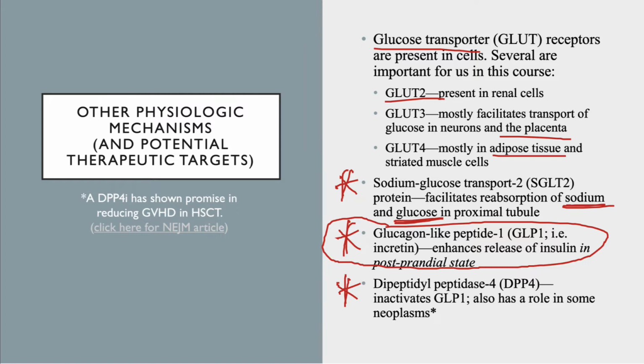The DPP-4I, the DPP-4 inhibitors, that's what the I stands for, has shown promise in reducing graft versus host disease in stem cell transplants. So some of these mechanisms are going to become more and more important in broader and broader arenas as we move forward. So keep an eye on them for further developments.